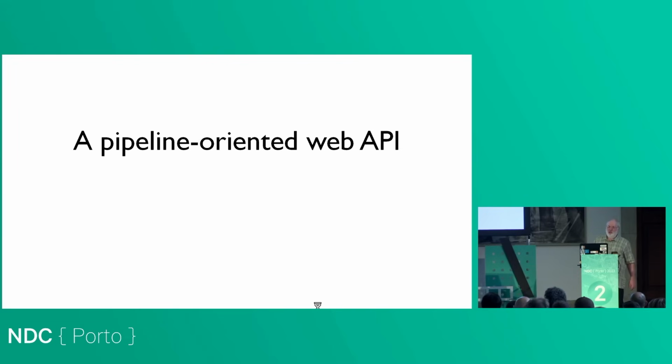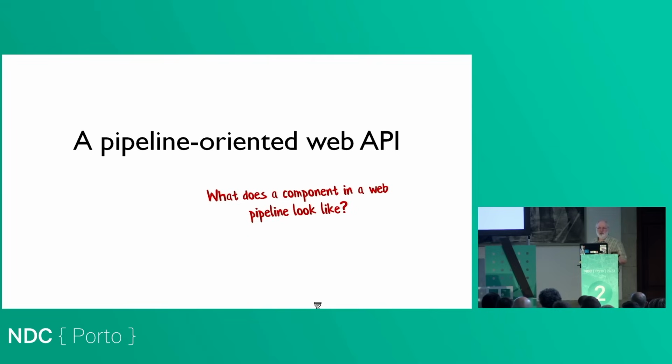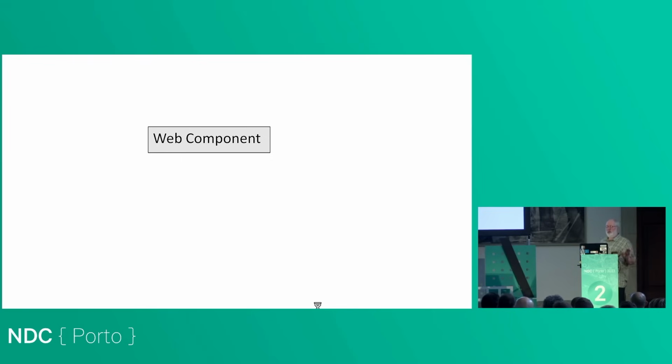Right, now let's finish up with a web API. So what does a component in a web pipeline look like? So I'm going to have a pipeline for my website, and it's going to have components which are composed together. So how do you even do that, right? So here's what a web component is going to be.